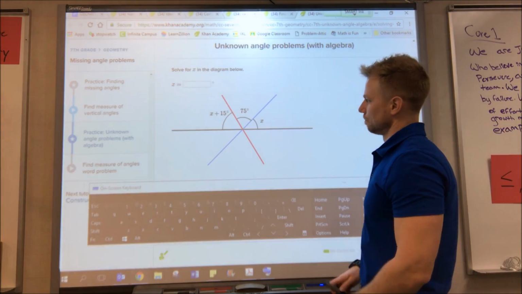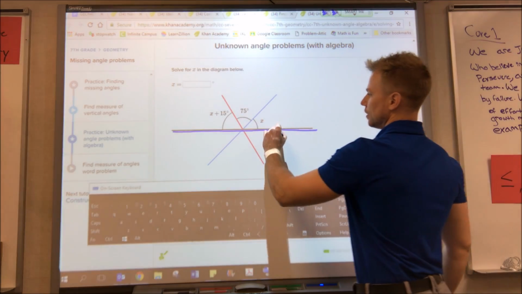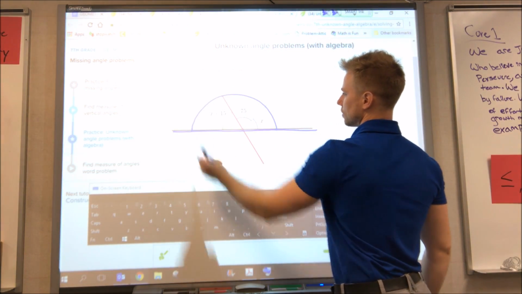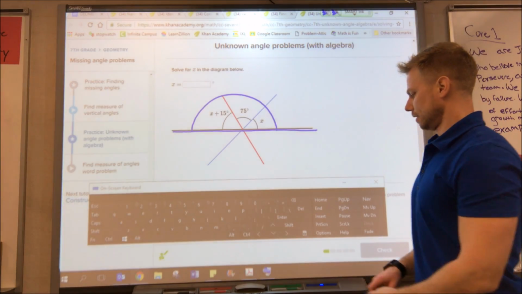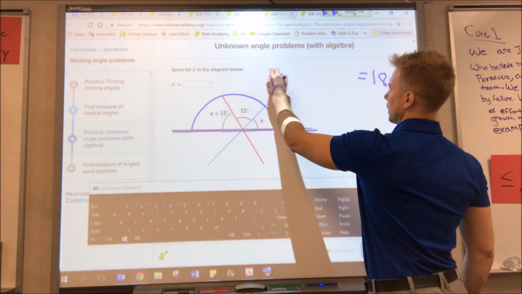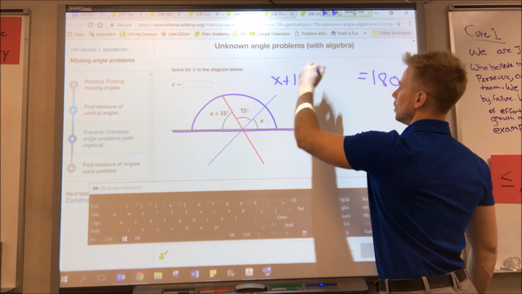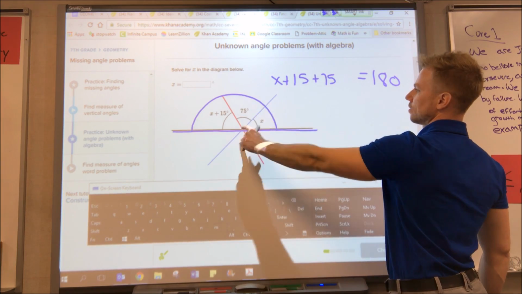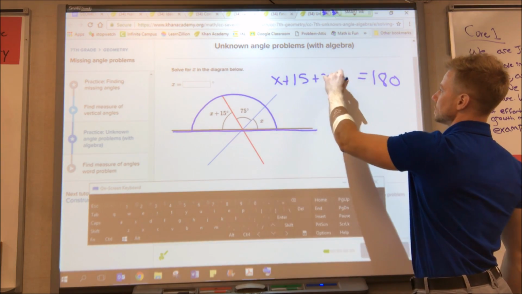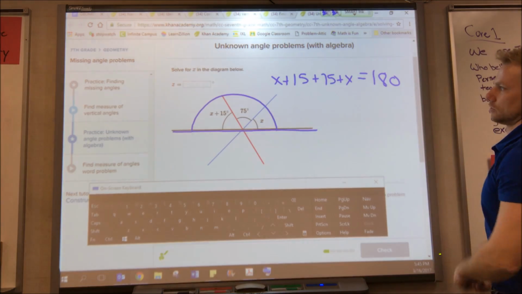Okay, this time, all three of these angles make a straight line. So we know all three of these add up to 180. So it's going to equal 180. We're going to add x plus 15, which is the first one, plus 75, which is the second one, plus x, which is the third one, to get our 180 degrees.